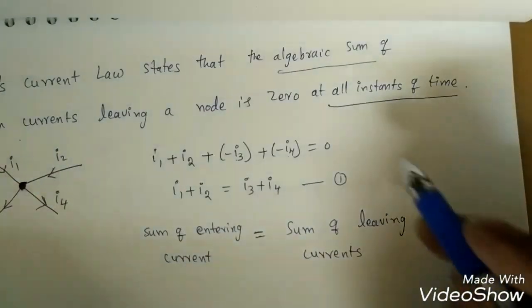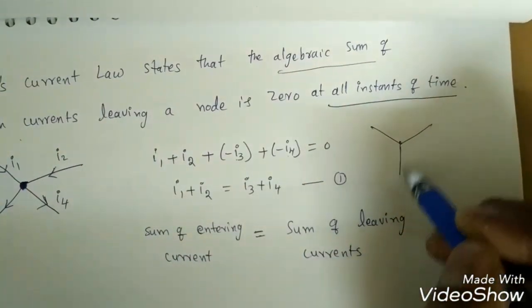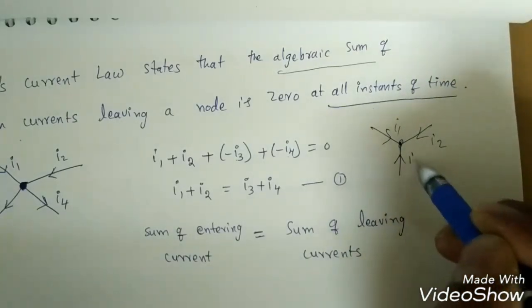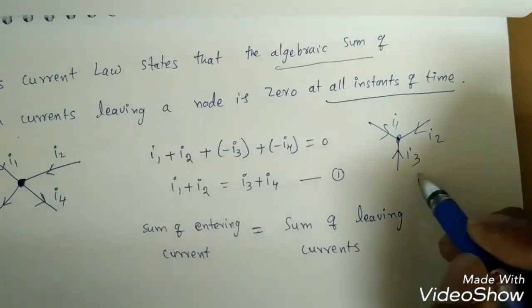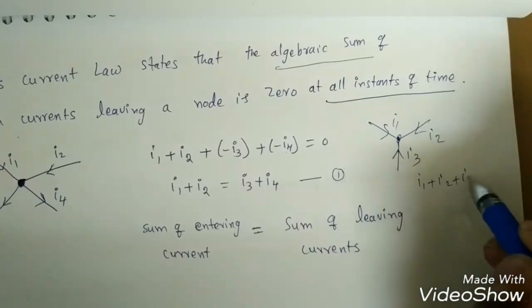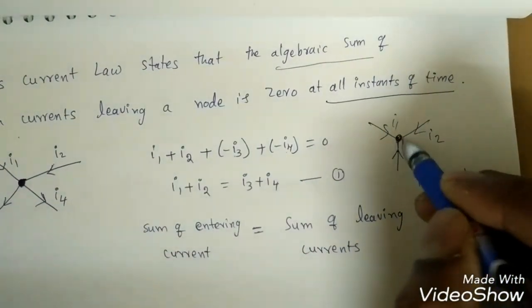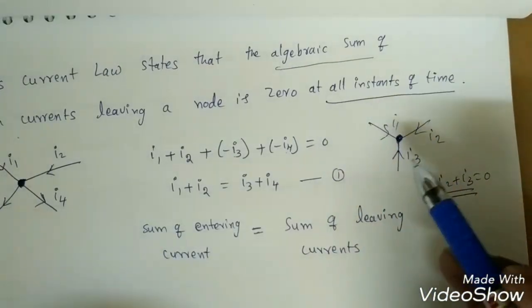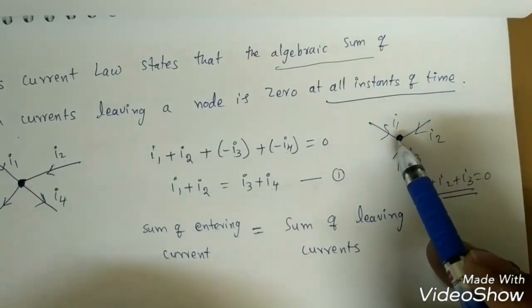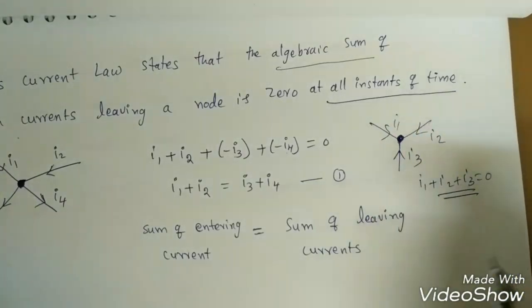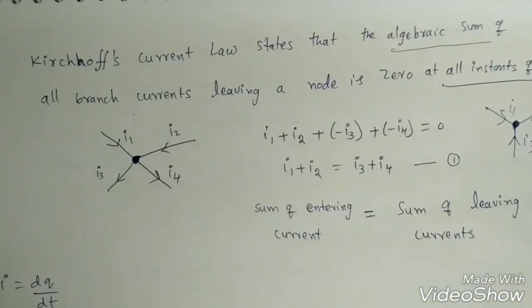Suppose three branches are here, suppose I1 is coming, I2 is coming, and I3 is also coming. Then by KCL, I1 plus I2 plus I3 is equal to 0, right? So that is about this one. Depending on how we are assuming, suppose you are assuming the leaving current positive, then the entering will always be negative, right? That is in our hand, so we can give whatever polarity we need.